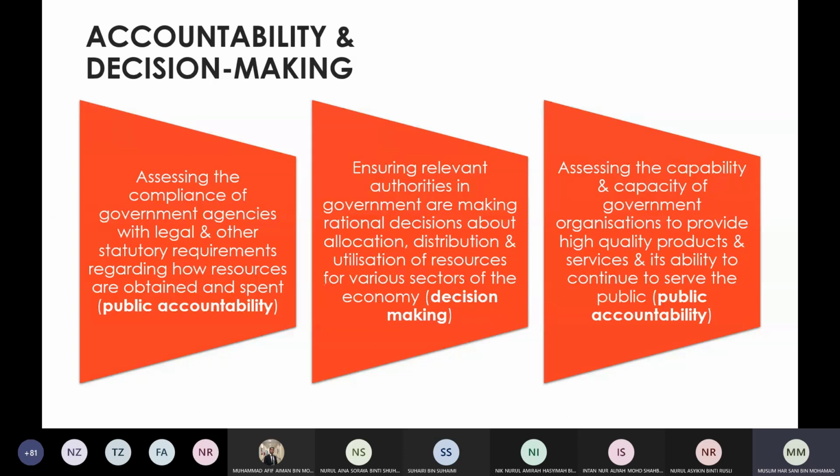Right, accountability and decision making. Assessing the compliance of governmental agencies with legal and other statutory requirements regarding how resources are obtained and spent. Okay, we call it public accountability. So you can see compliance of government agencies with legal and other statutory requirements. So what is being mandated, not only by shareholders but here by Parliament.